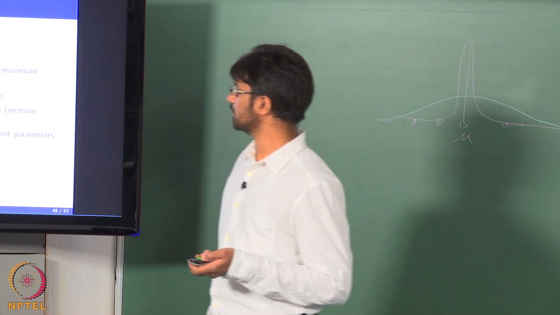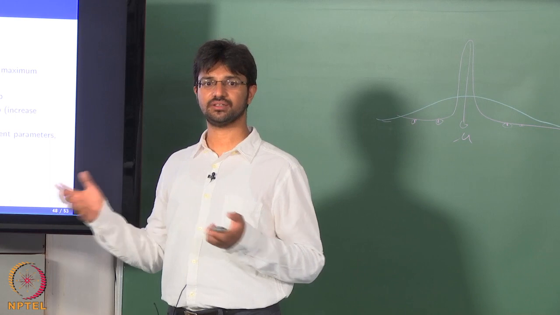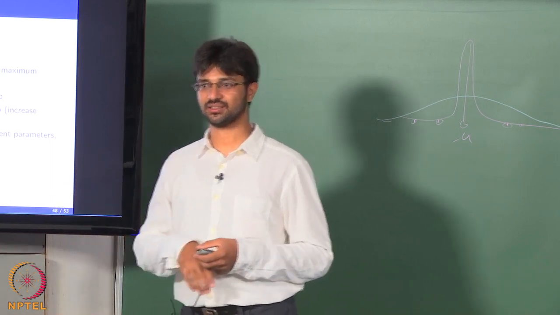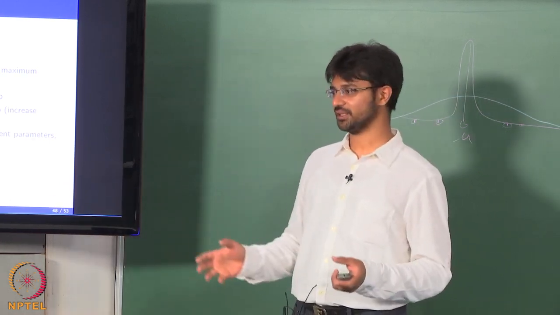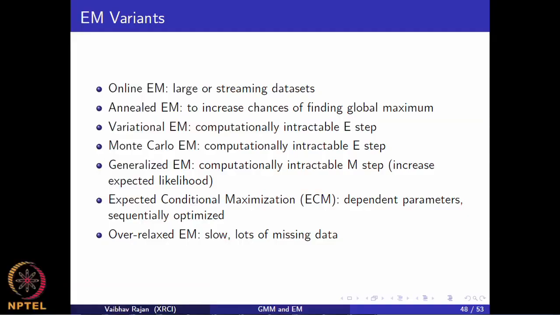Right. So, the algorithm that we discussed in that form was given in 1977. So, you can imagine that a lot of work has been done on EM since 1977. There are a lot of different kinds of EM algorithms. There are online versions that work on large streaming data sets. Like I said, EM is designed to find local maximum. So, there are annealed versions that increase the chances of finding global maxima. The simplest solution is random restarts, but annealing does something more.